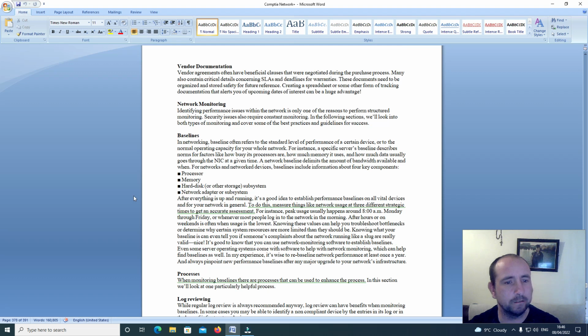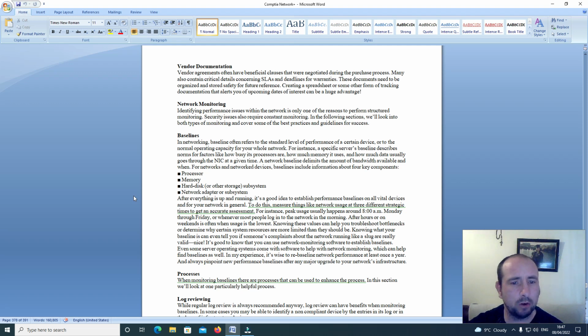Vendor documentation. Vendor agreements often have beneficial clauses that were negotiated during the purchase process. Many also contain critical details concerning SLAs, which are service level agreements, and deadlines for warranties. These documents need to be organized and stored safely for future reference. Creating a spreadsheet or some other form of tracking documentation that alerts you of upcoming dates of interest can be a huge advantage.